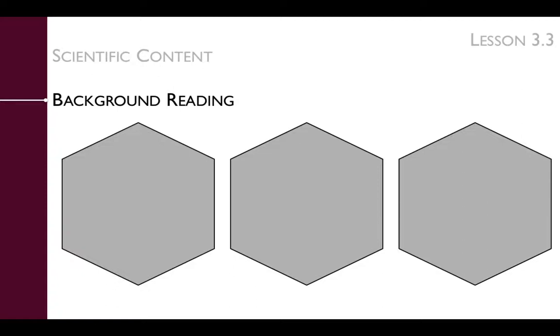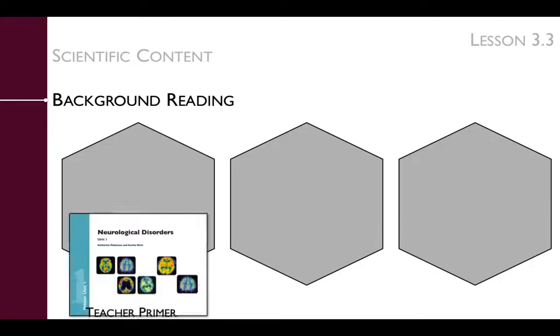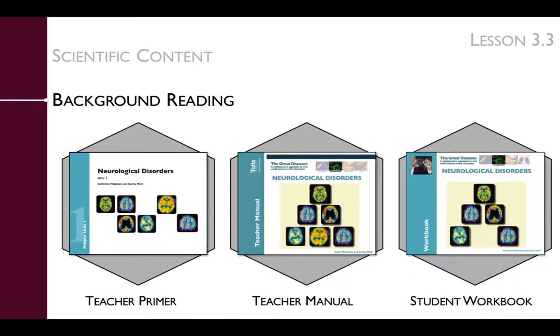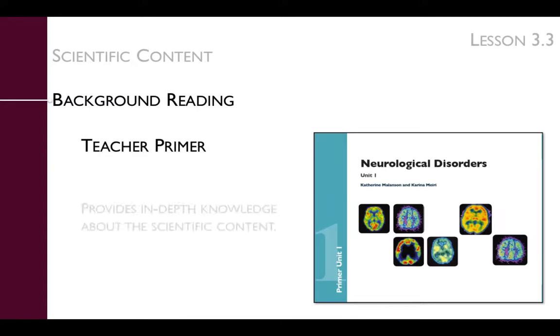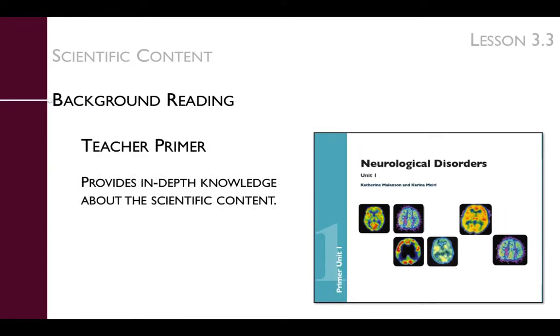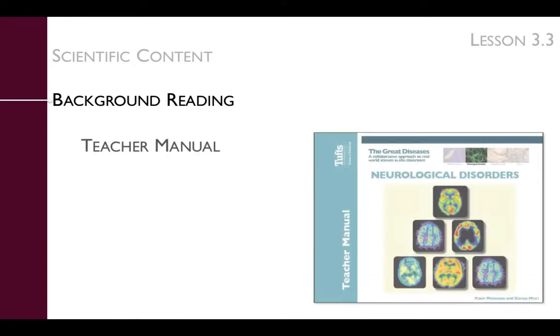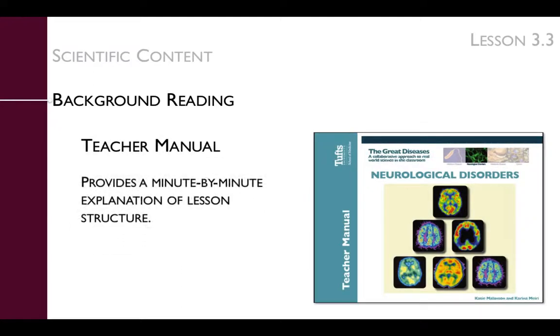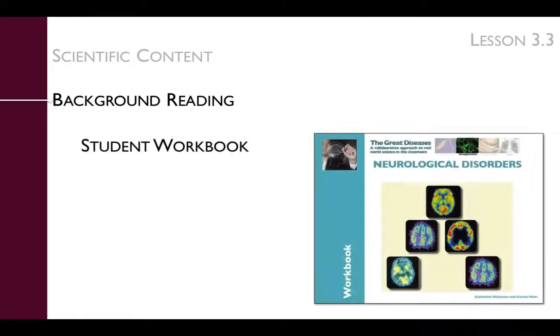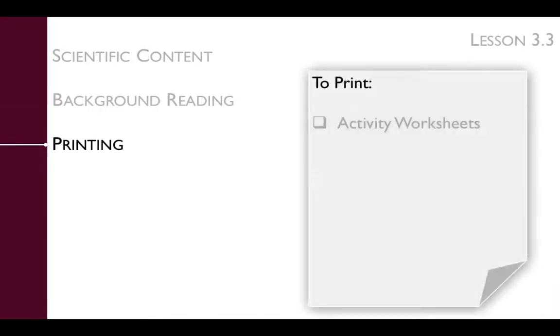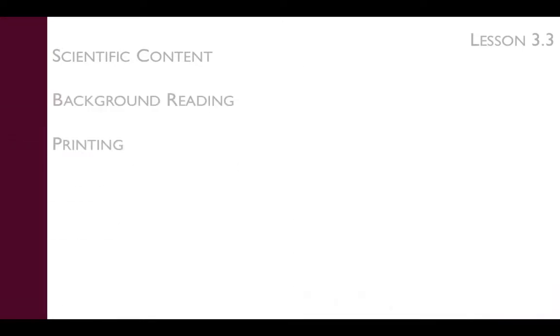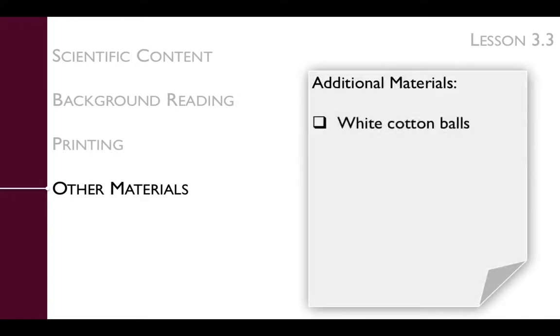You can review the scientific content in the background reading provided to you in the teacher primer, the teacher manual, and the student workbook. The teacher primer provides in-depth knowledge about the scientific content presented in the lesson. The teacher manual, or lesson plan, provides a minute-by-minute explanation of the lesson structure, including instructions on how to manage the discussion and activity, and the student workbook provides additional explanations for your students. You'll need to be sure to print the activity worksheet for your students. For this lesson, you'll also need white cotton balls and colored cotton balls.